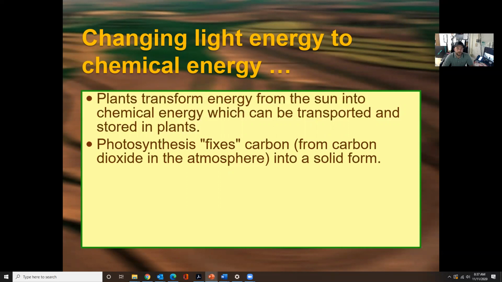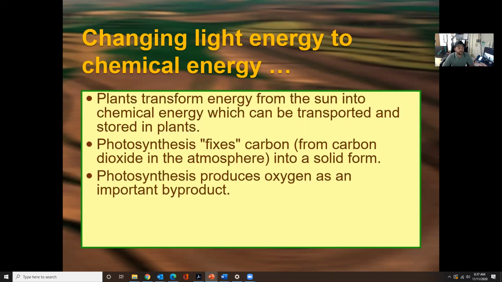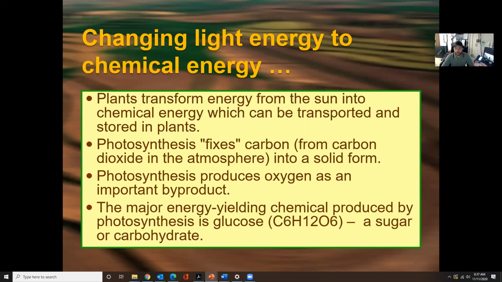Photosynthesis fixes carbon dioxide in the atmosphere into a solid form. Photosynthesis produces oxygen as an important byproduct, because if we don't have oxygen, we're going to die. So the major energy yielding chemical produced by photosynthesis is glucose, C6H12O6, a sugar or carbohydrate.